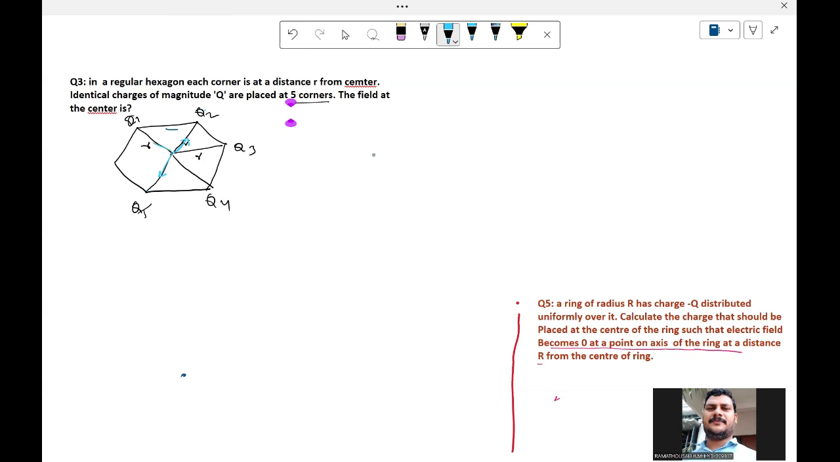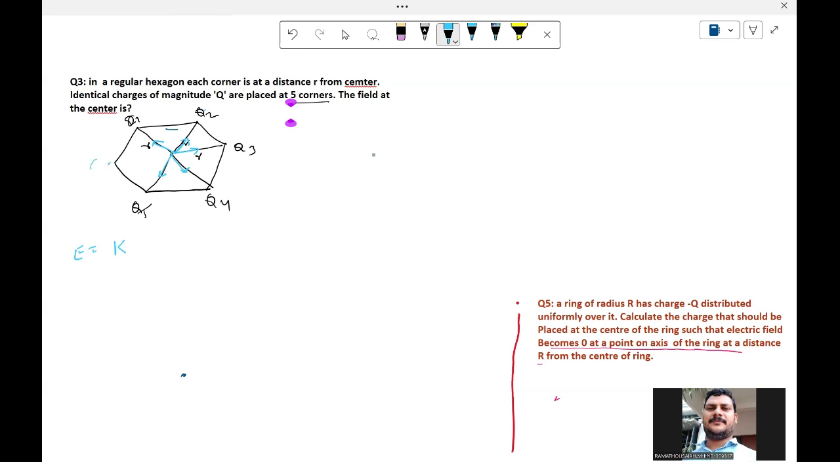The field due to Q4 and the field due to Q1 are equal and opposite, so they cancel. Therefore, only the field due to Q3 is there. So the field at the center, E, is due to only Q3, or only Q5, any one charge.